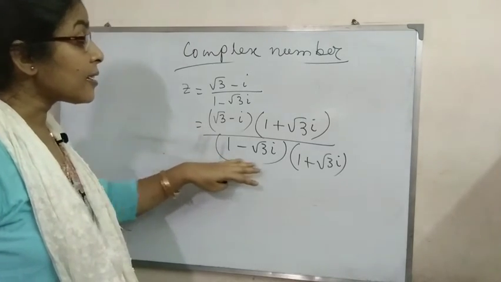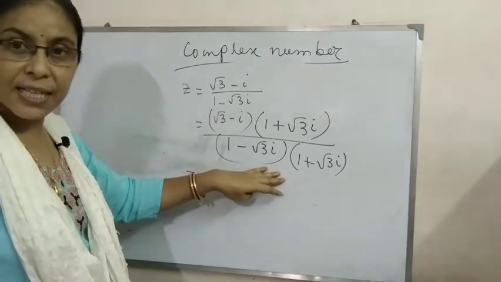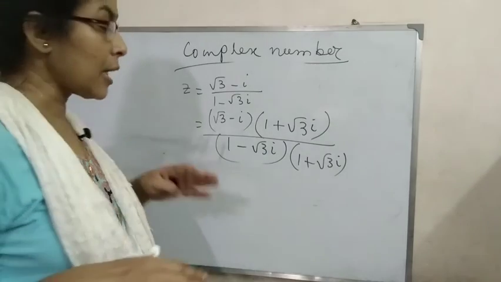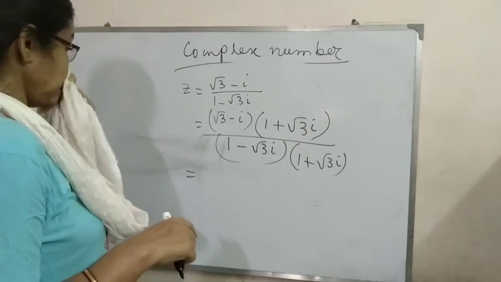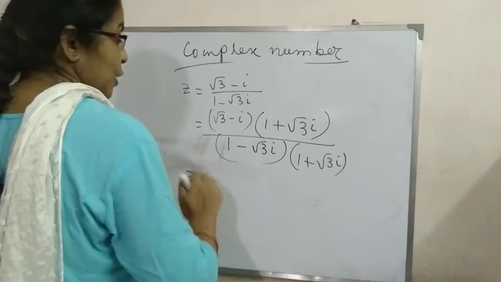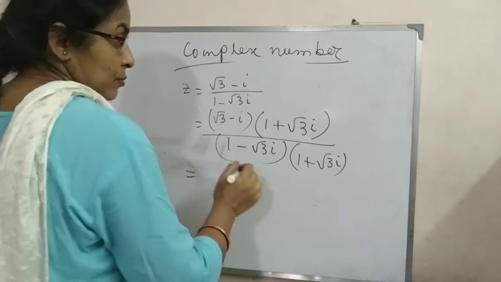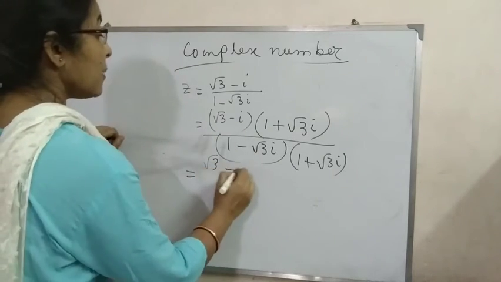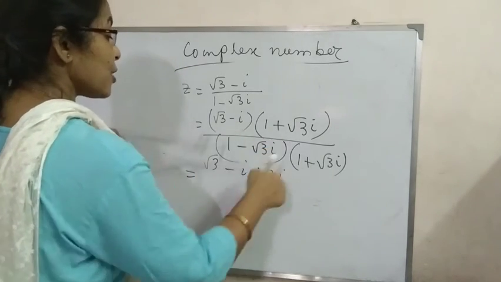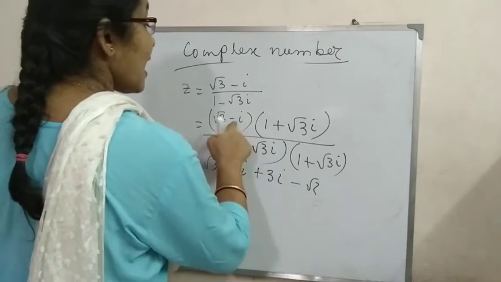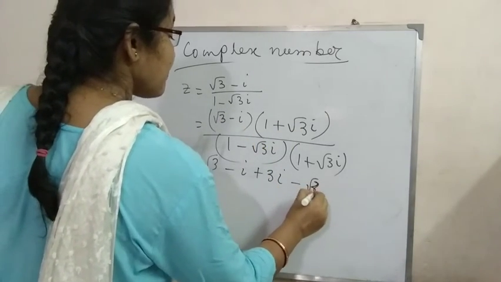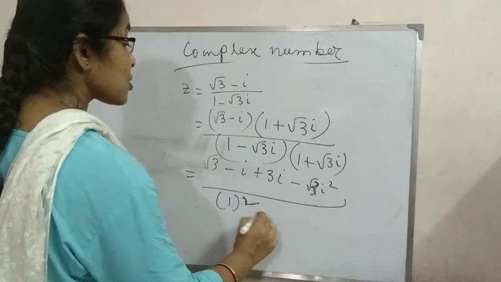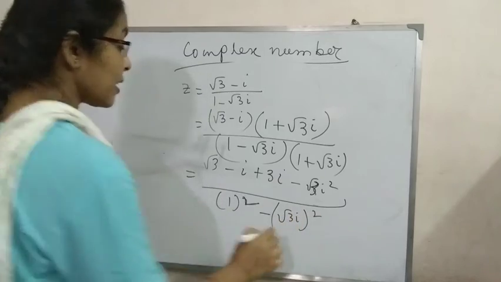To rationalize the denominator, I will multiply numerator and denominator by the conjugate of denominator. I will do the simple multiplication in numerator. I have root 3 minus i plus root 3 into root 3i, that is 3i, minus i into root 3i, that is root 3i square. Here in the denominator, a minus ib, a plus ib, that is 1 square minus root 3i whole square.